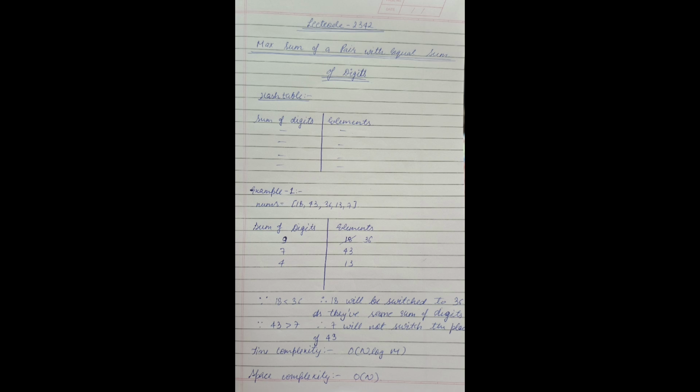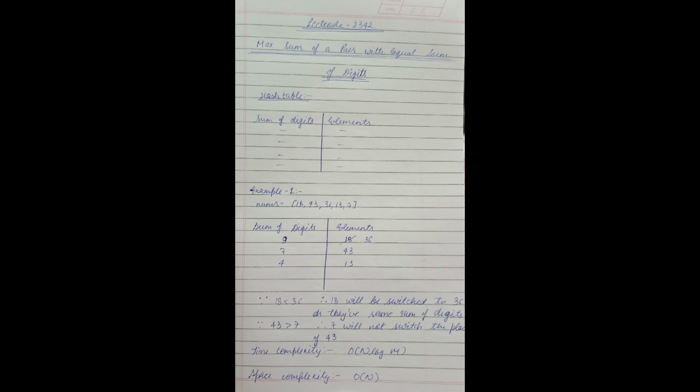So for example, in example number 1, the array nums has the following elements: 18, 43, 36, 13 and 7. So we will create a hash table out of it. When the element 18 comes, we will evaluate its sum of digits, which is 9, and we will set the corresponding value of the nums array element into it. Then the second element, 43, comes and its sum of digits is 7. So we will put that into the hash table with its corresponding element.